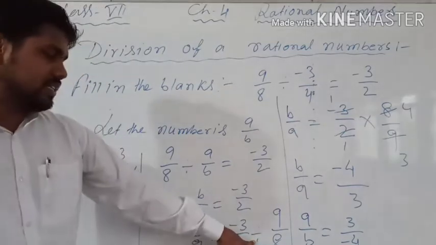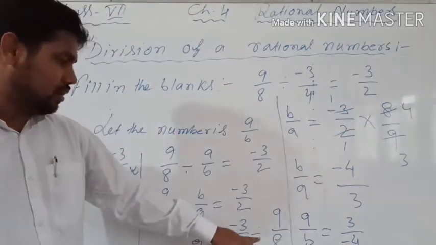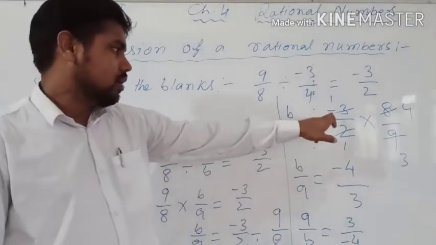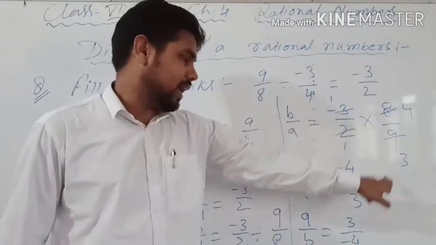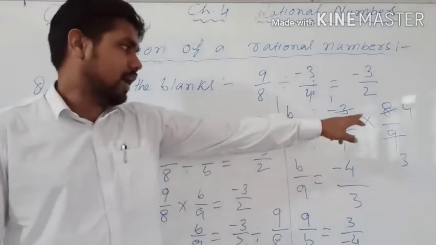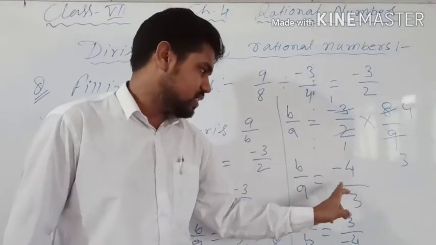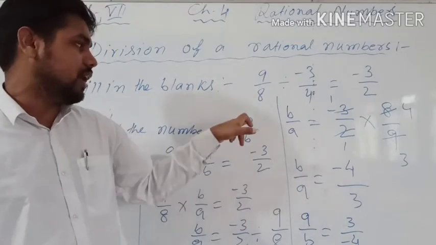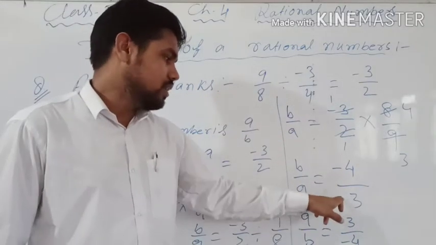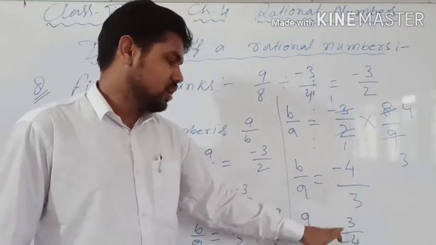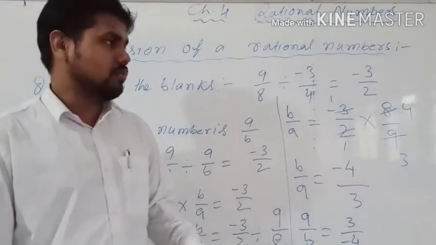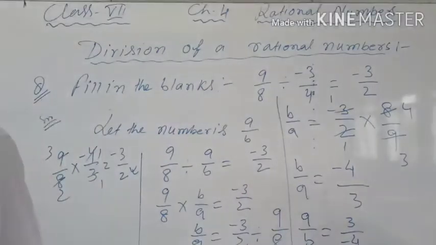So when you change this into the inverse reciprocals of this, then it will be minus 3 by 2 multiply 8 by 9, which is opposite of that. And then when you reduce this into the lowest fractions, it will be minus 4 by 3. So as this is b by a, but we need a by b. So a by b will be the opposite of that, 3 by minus 4. 3 by minus 4 means minus 3 by 4. So this is how you can solve questions related to the fill in the blanks.